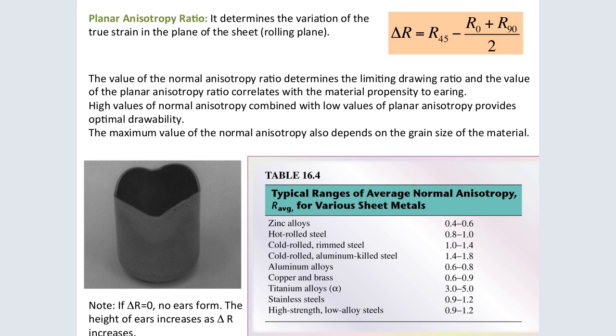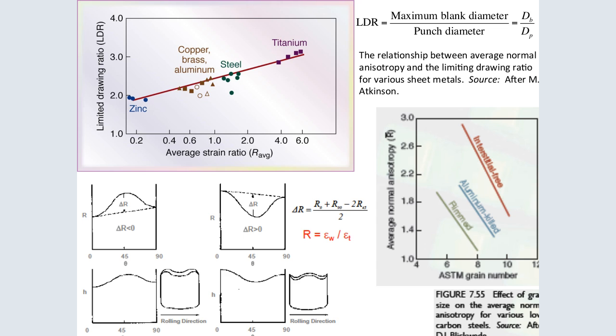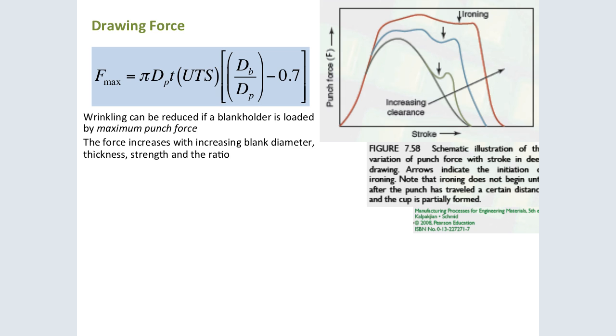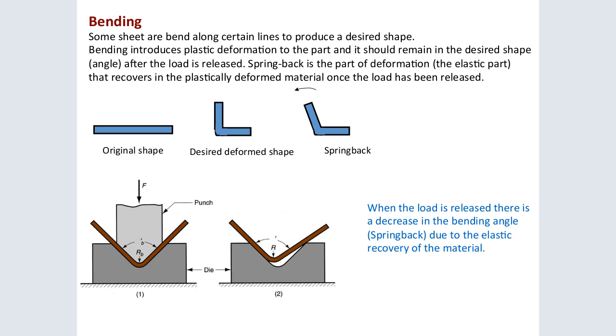And then the planar ratio is there. It determines the variation of the true strain in the plane of the sheet, that is the rolling plane. So the value of the normal anisotropy ratio determines the limiting drawing ratio. The calculations on the figures are also given there. So those are some of the common processes that are used in metal sheet forming.